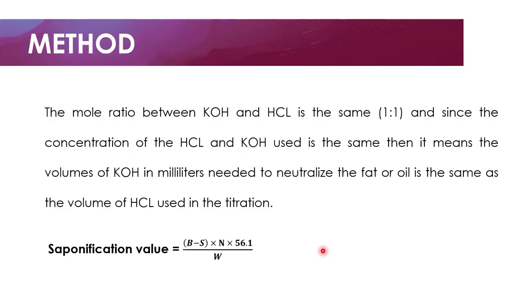What you can also see from the equation is that the mole ratio between the potassium hydroxide and the HCl is the same, that is 1:1. And since the concentration of the HCl and potassium hydroxide used is the same, it means the volume of potassium hydroxide in mils needed to neutralize the fat or oil is the same as the volume of HCl used in the titration. And the formula to determine the saponification value is given as this.